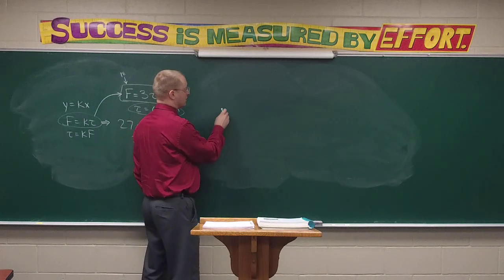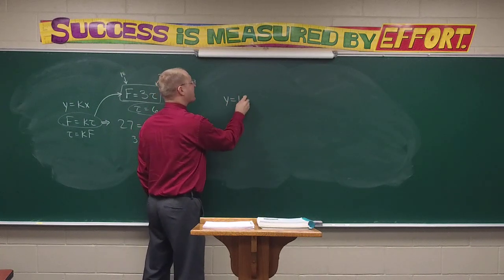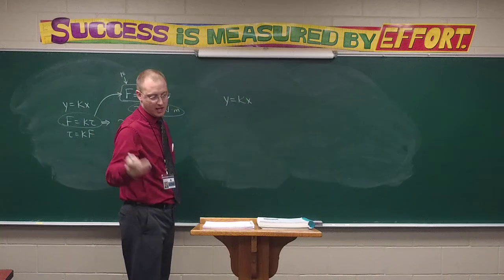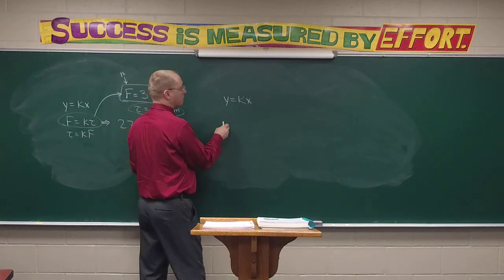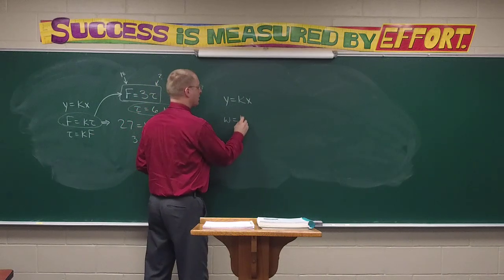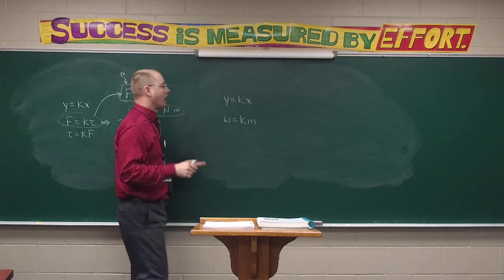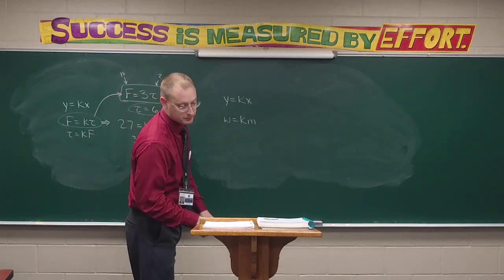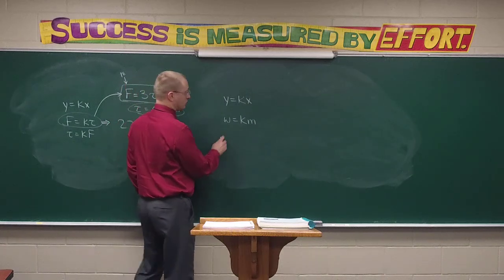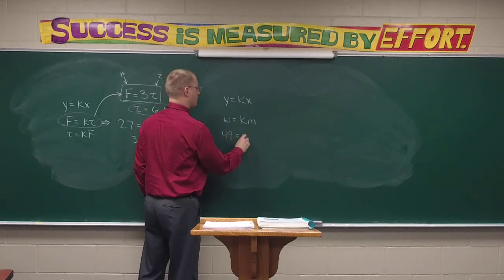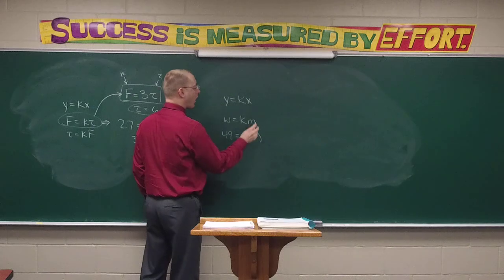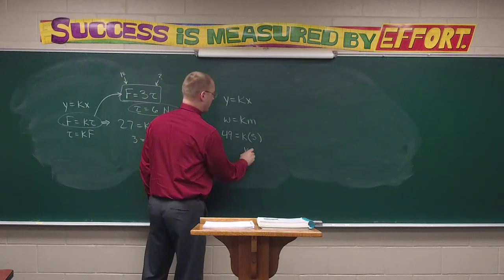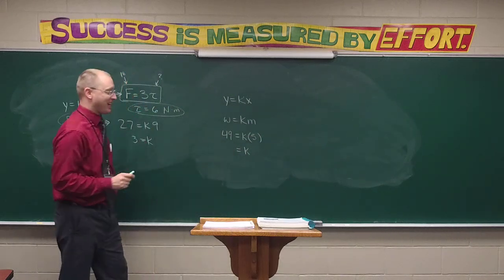Y equals kx. Well, yeah, but again, we're not going to use x and y. We're going to use the letters they gave us. w and n. So w equals kn, w equals kn. All right, now we're going to substitute the numbers they initially give us. 49 for w and 5 for the n. All right, and then at your seats, using your calculator probably, let's solve for the k.